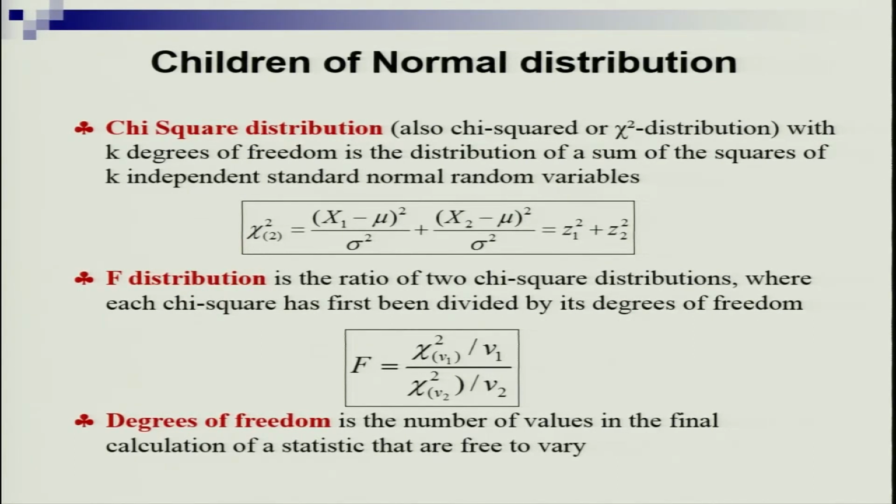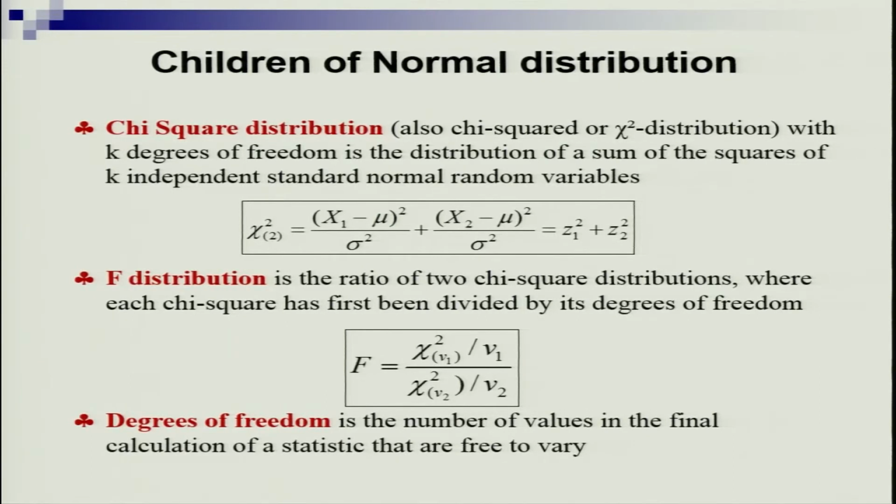If I want to show you mathematically, suppose I have two chi-square distributions, one with V1 degrees of freedom and the other with V2 degrees of freedom. In that case, I need to divide the first chi-square variable by its degrees of freedom V1, then divide the second chi-square variable by its degrees of freedom V2, and then take the ratio.